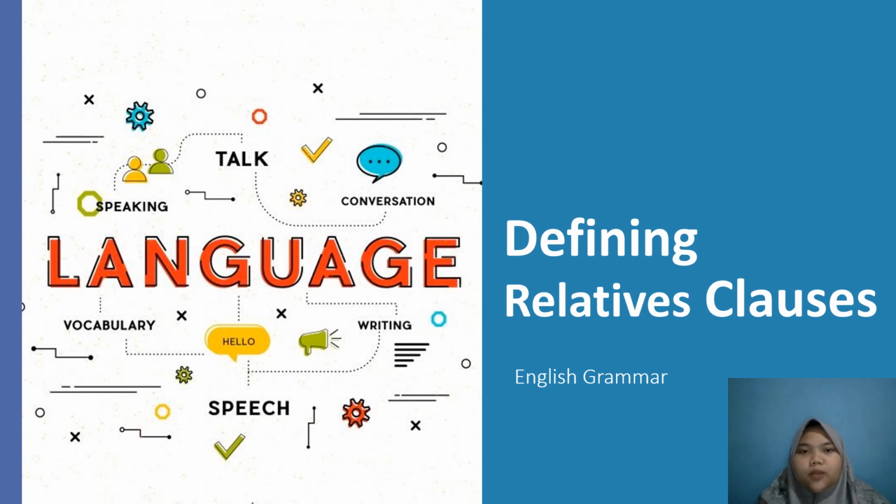My name is Rahmi Nuraeni Hasani. My student ID number is 2222-0115. Here I would like to explain one of the topics of grammar, namely defining relative clauses.